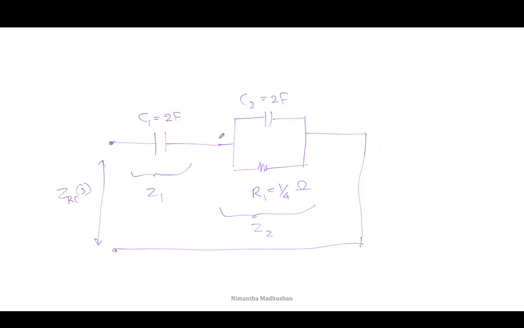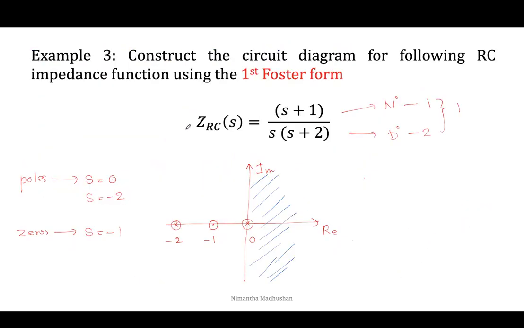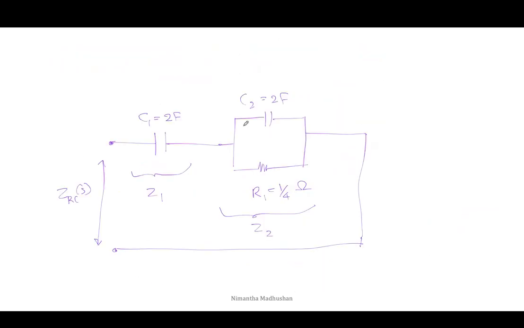This is the final circuit for the given RC function. When we apply the first form, we can obtain this kind of circuit. It has two capacitors and one resistor.